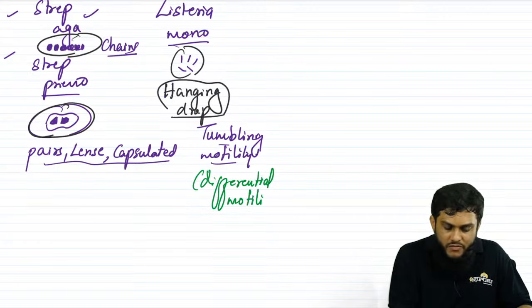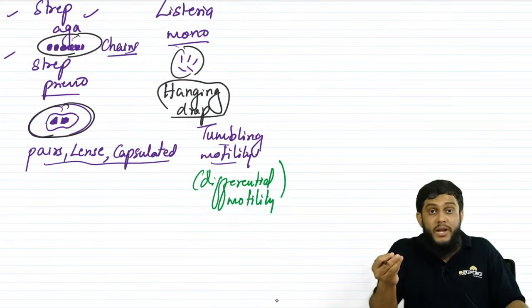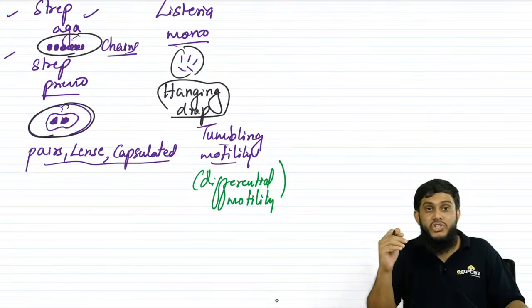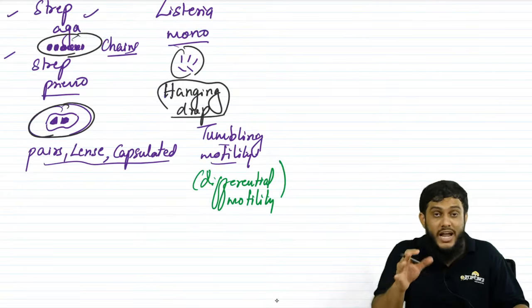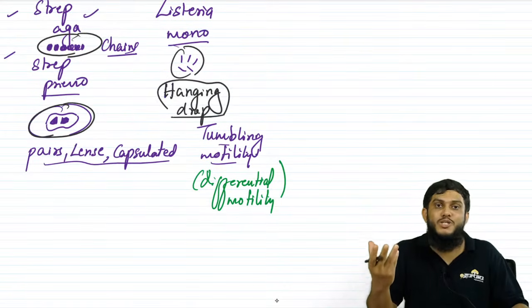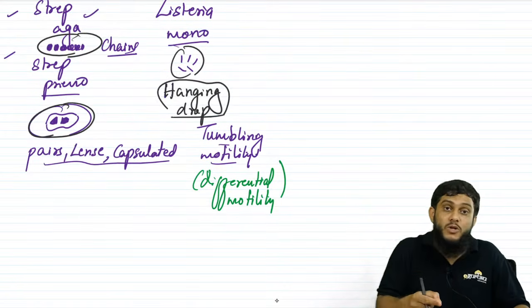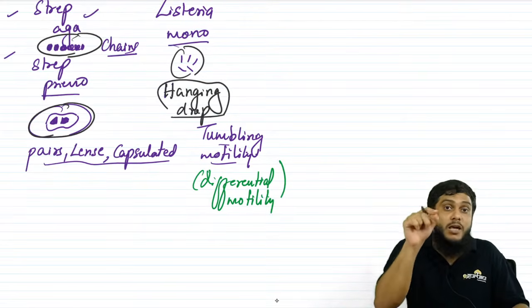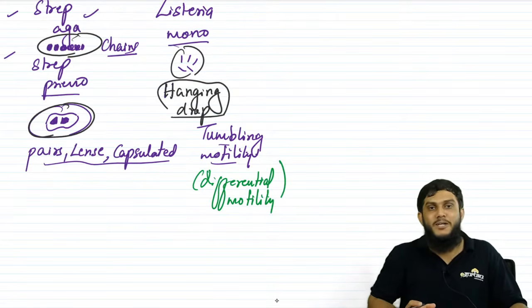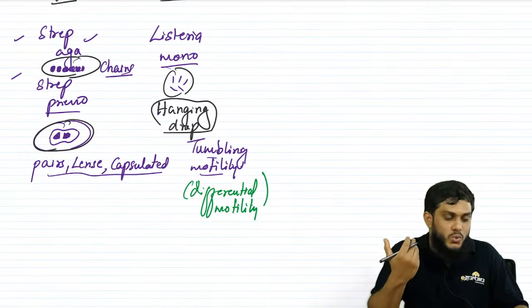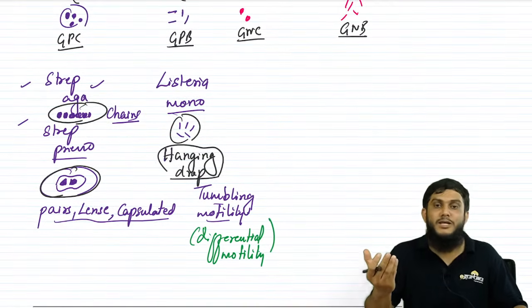Sir, what do you mean by differential motility? Motile at one temperature and non-motile at another temperature. Listeria is motile at 25 degrees Celsius, that is room temperature, and non-motile at 37 degrees Celsius, that is body temperature. When it is motile at room temperature, it shows a special, characteristic motility, and that is tumbling motility. So this will again help us to identify, yes, this is Listeria.